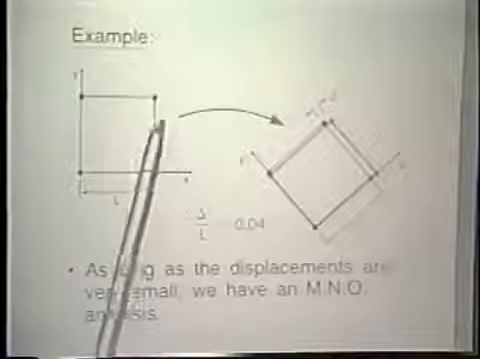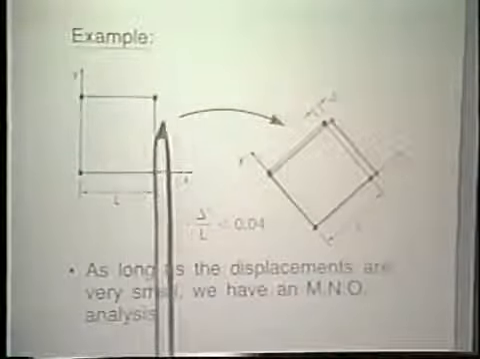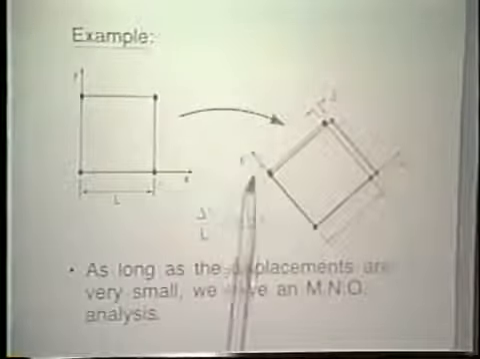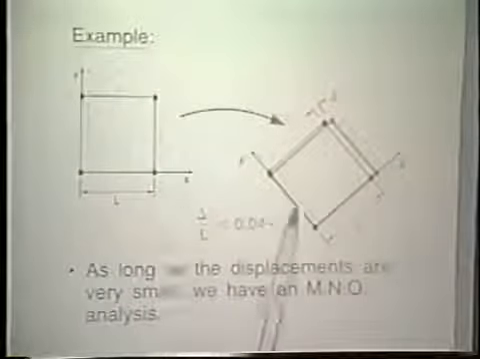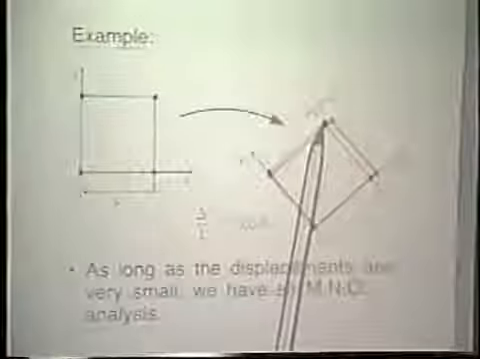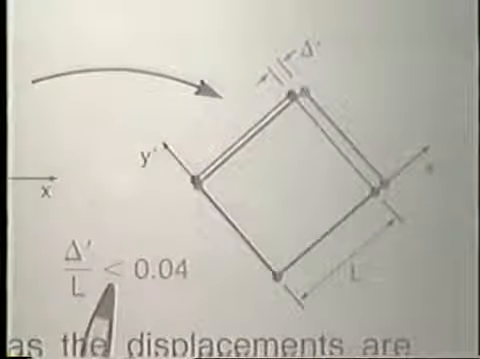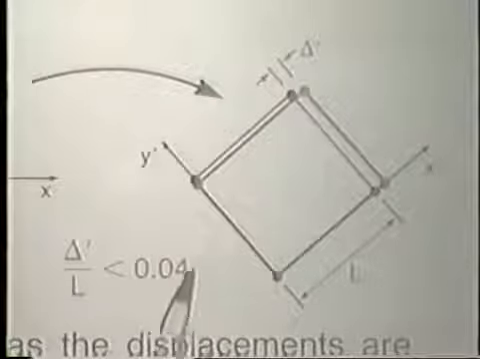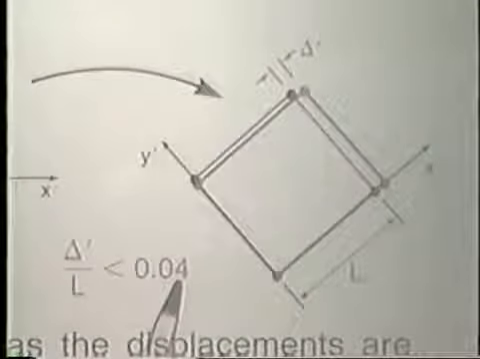Schematically here, once again, our 4-node element. This 4-node element now would move, as shown, going through large displacements and large rotations, but the strains in the element, expressed by delta prime over L, are still small. Once again, you may actually want to make this 0.02. As long as the displacements are small, very small, we have now really an MNO analysis.